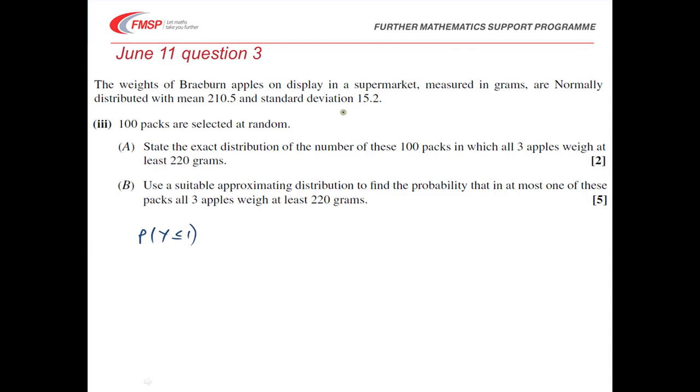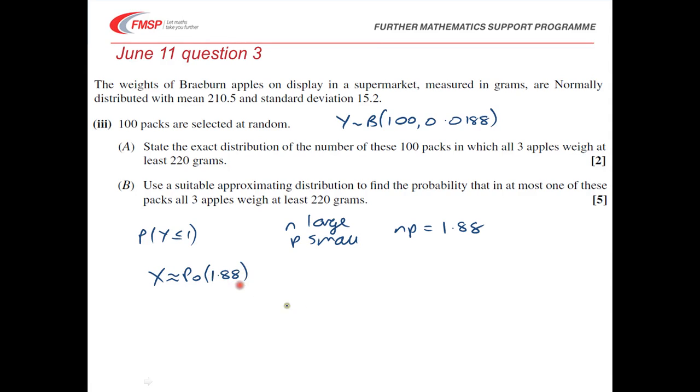Now, you realise quite quickly that we can't really do the binomial with this because it's a bit clunky, and it does ask us to use an approximating distribution. Okay, so those with graphical calculators, you have to use the approximating distribution. So we notice that n is large, p is small, and we also notice that np is actually equal to 1.88, which is less than 5. So as a consequence, we're actually going to model this using the Poisson distribution. So this is going to be a Poisson 1.88. Okay, it should be Y I'm using here, not X. Sorry, there we go.